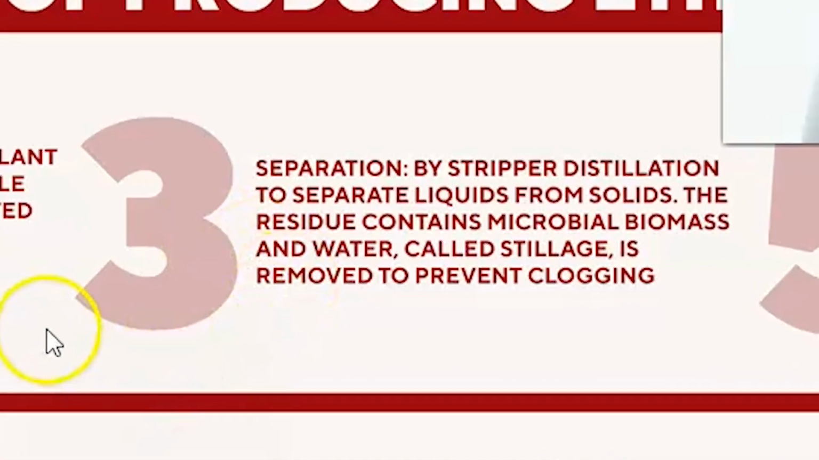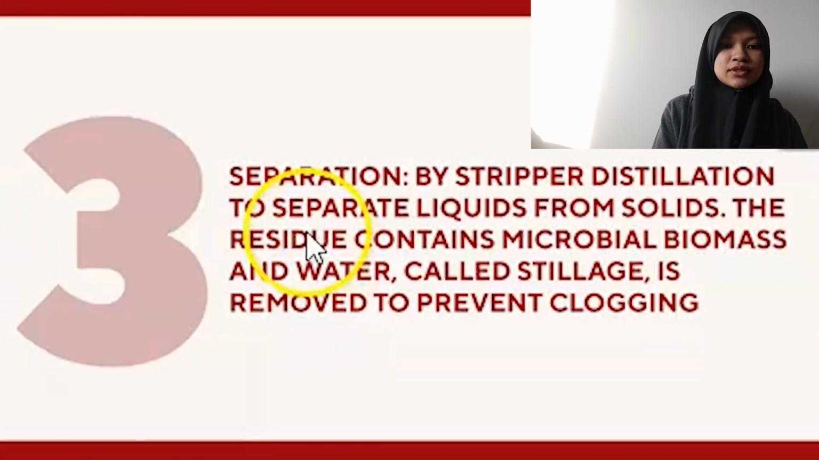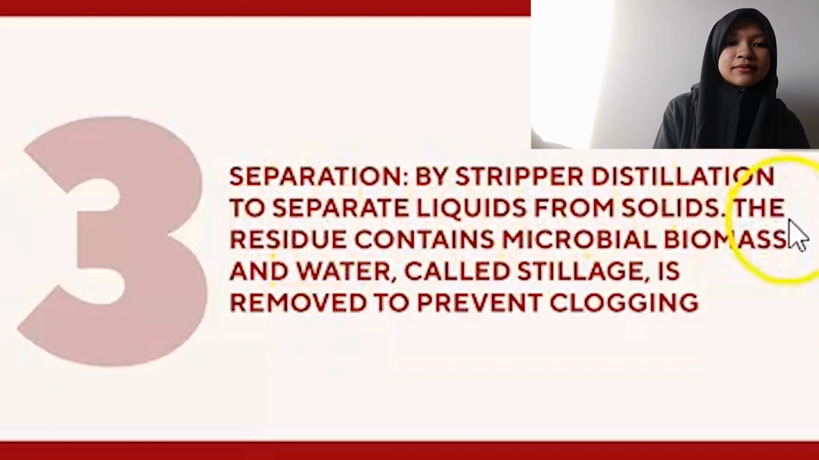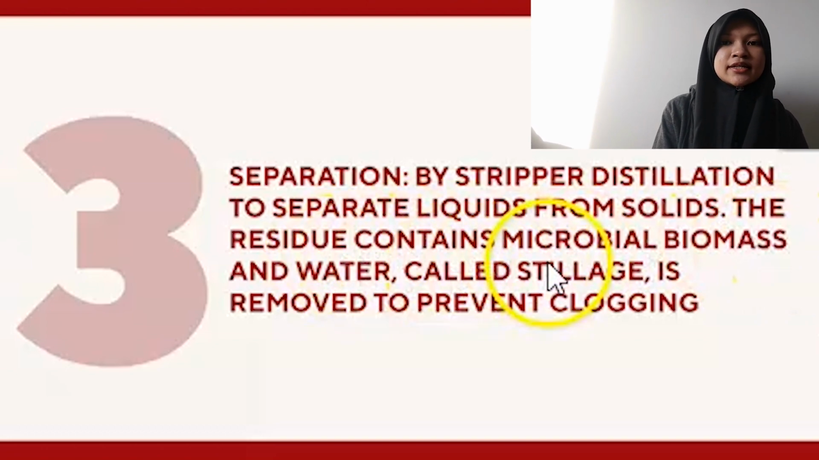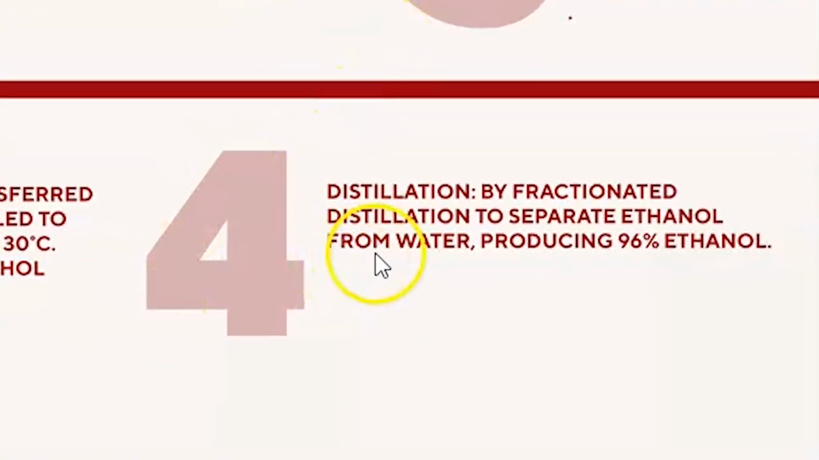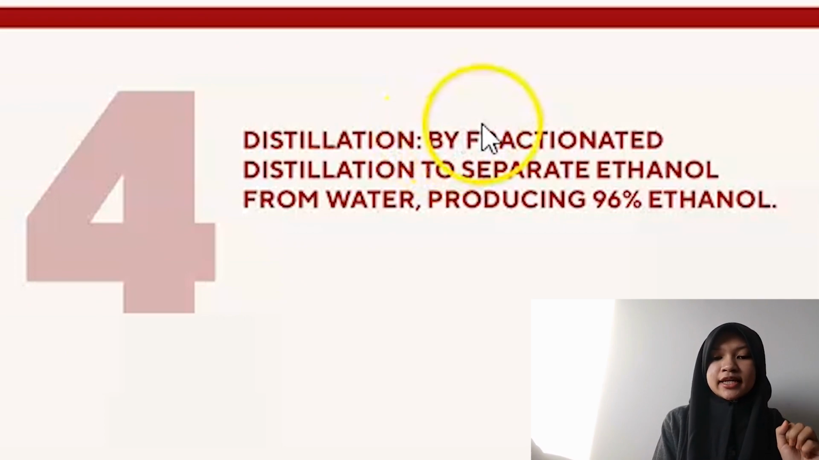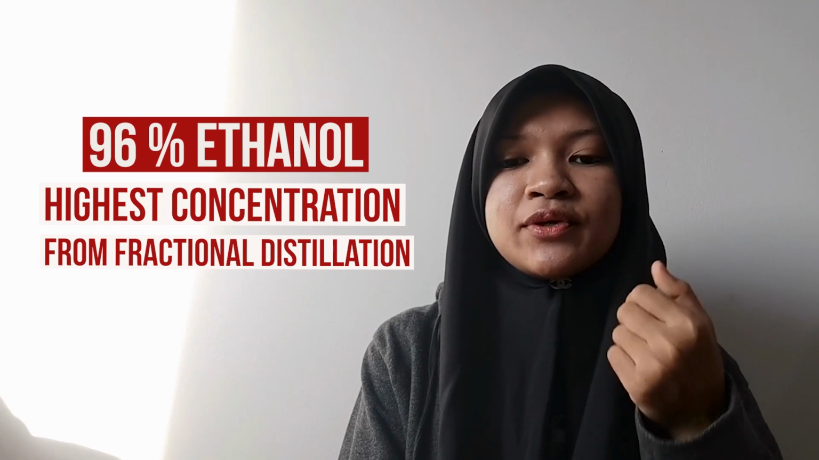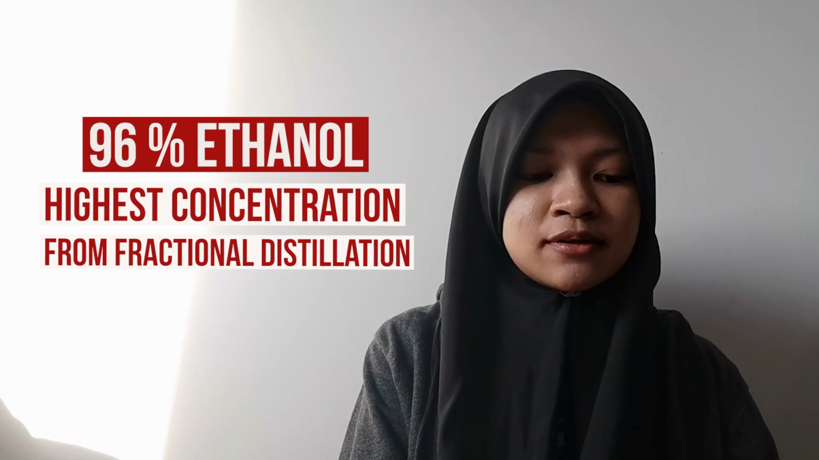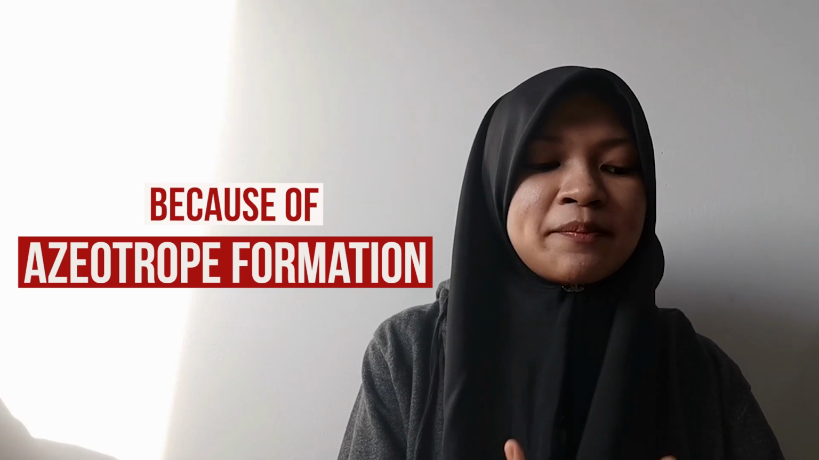Third step, separation. Stripper distillation is used to separate liquids from the solid. The residue contains microbial biomass and water. They are called stillage. Stillage is then removed to prevent clogging in this step. The fourth step, distillation, which is fractional distillation, is used to separate ethanol from the water, producing 96% ethanol. As we know, this is the highest concentration that we can get from the fractional distillation because of azeotrope formation.